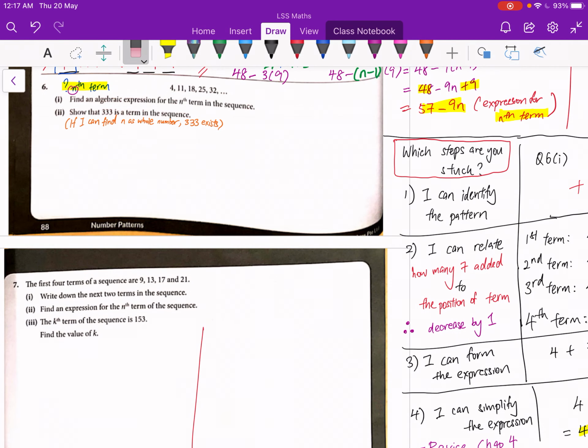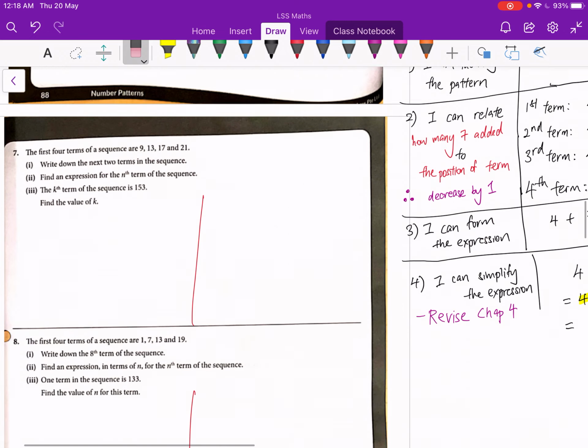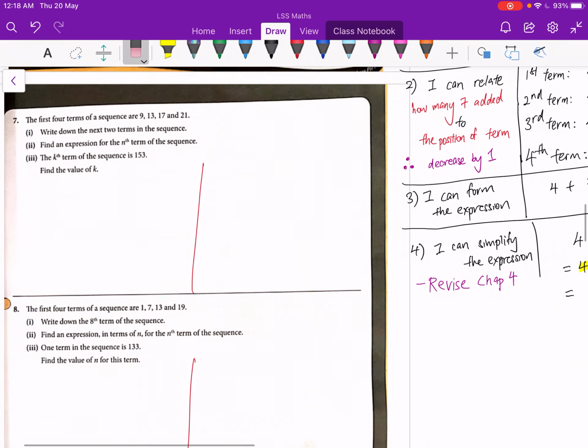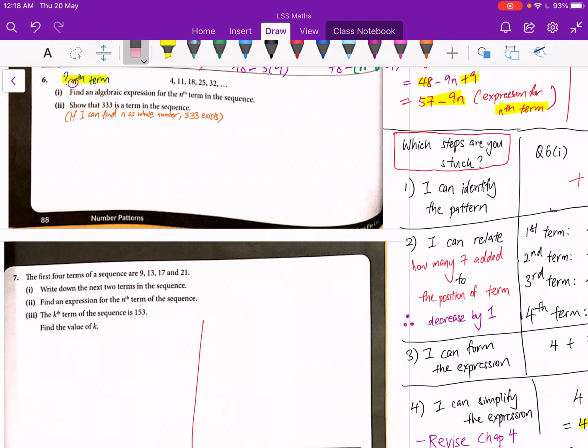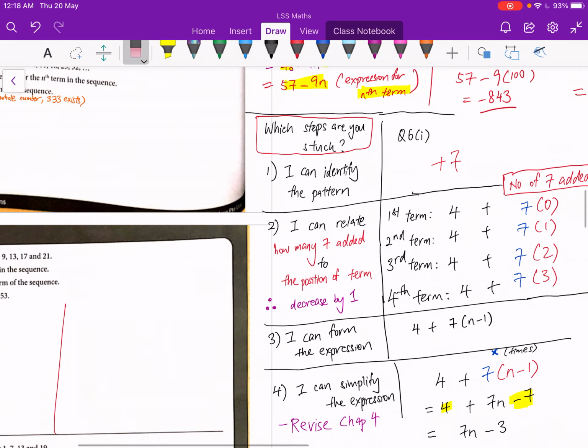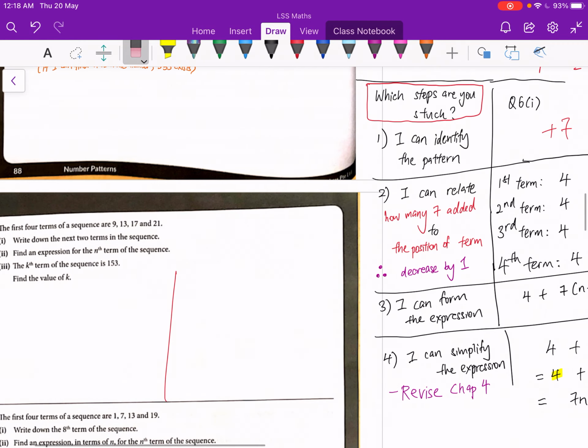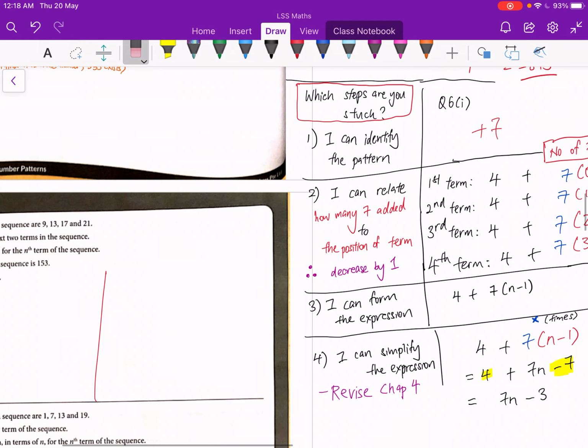Hi students, let's go through the question that you did yesterday. So for question 6 part 1, 7 part 2, and 8 part 2, all of them are similar questions. So let me break down the different steps that you need to have before you can do these type of questions. I broke it down into 4 steps so that you can identify which step you are stuck at.